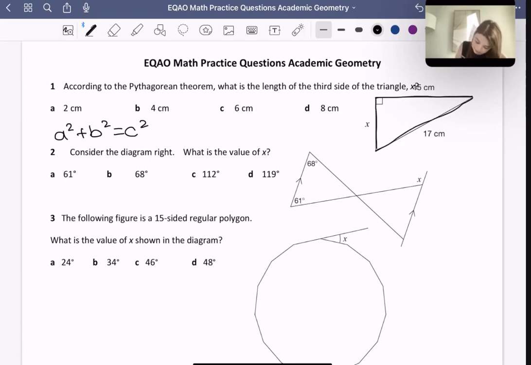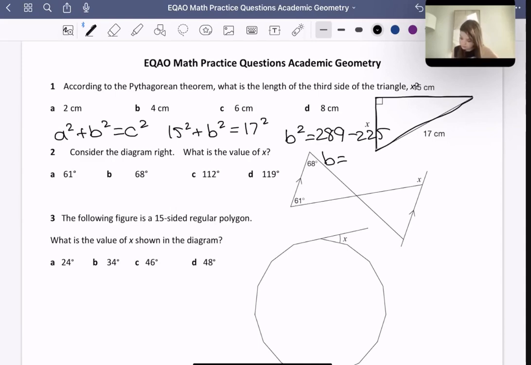So we have that 15 squared plus b squared equals 17 squared, right? So that means b squared is 17 squared minus 15 squared. So b squared equals 289, right, which is 17 squared, minus 15 squared, which is 225, right? And so that's going to be, b squared is going to be 64, which means b is 8. So therefore the answer would be D or 8.